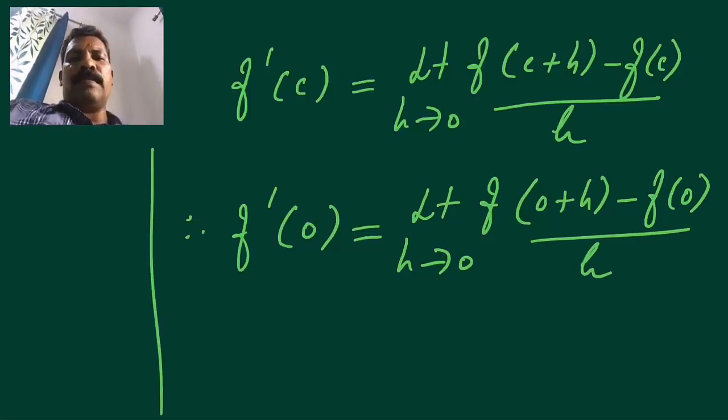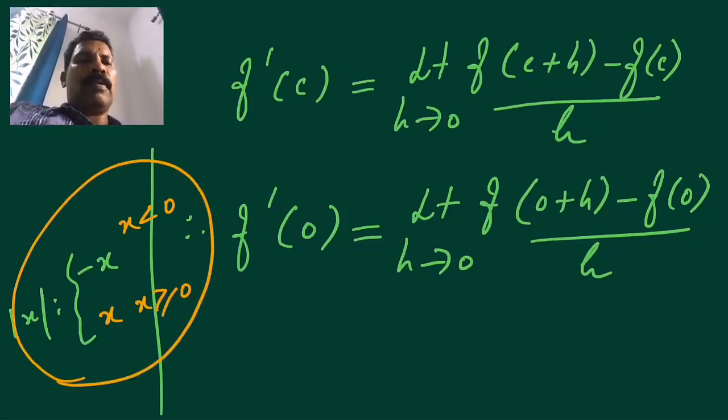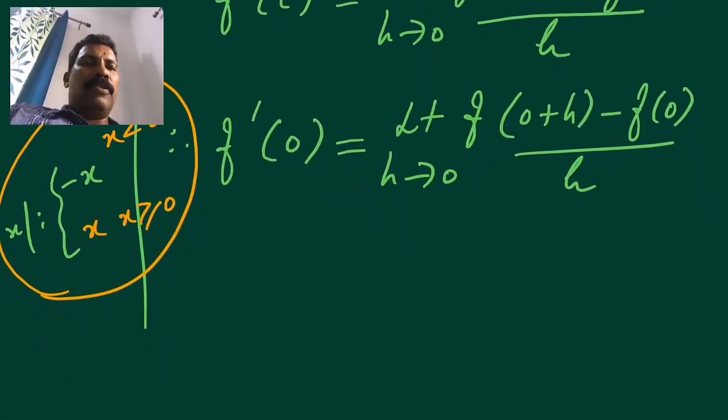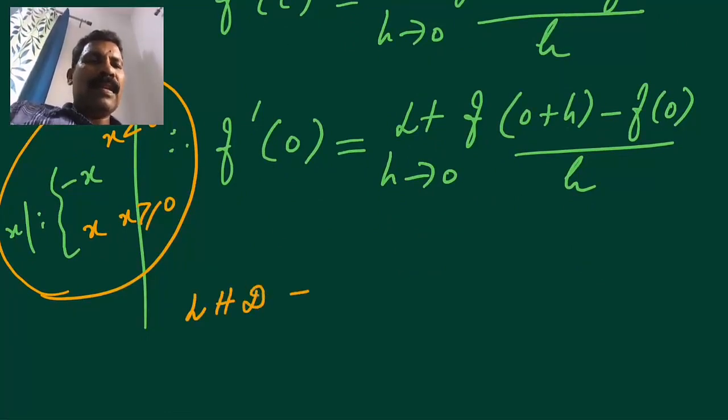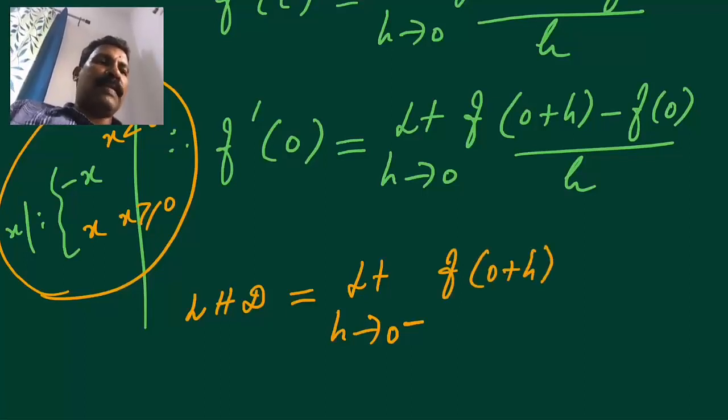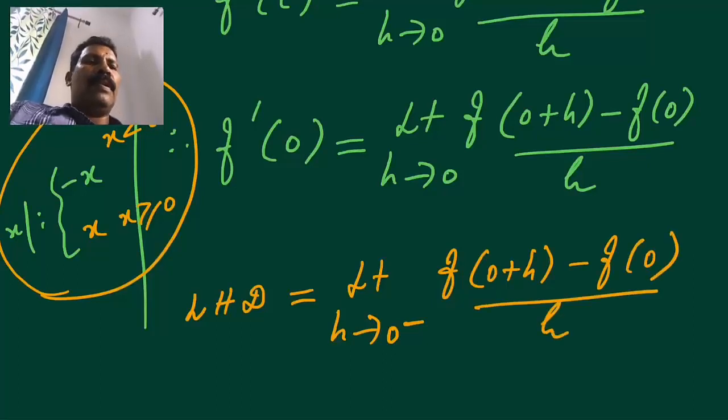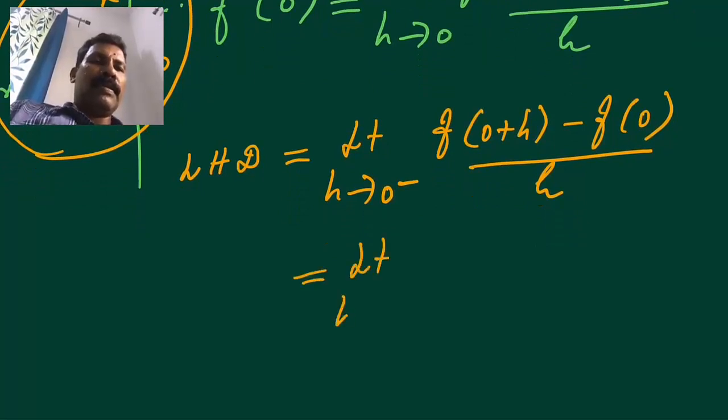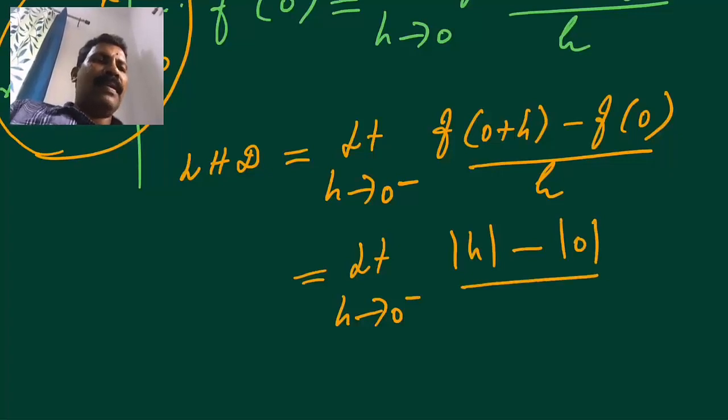Now you know that the modulus function is defined as a multi-branch function, that is negative x if x is less than 0 and positive x if x is greater than or equal to 0. So therefore here we have to find the left hand limit and right hand limit separately. Frankly speaking, we have to find the left hand derivative, that is the limit as h tends to 0 minus of f of 0 plus h minus f of 0 divided by h. Now what happens? That is equal to the limit as h tends to 0 minus of f of h, meaning modulus h, minus f of 0, meaning modulus 0, divided by h.